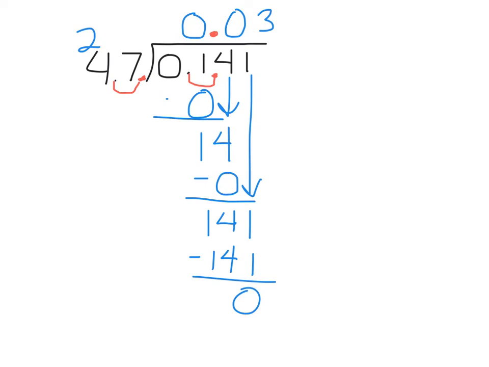So if I hadn't put these zeros here, I may end up with my answer being 3, and 3 is a much different value than 3/100. So make sure you put those zeros there when you need to.